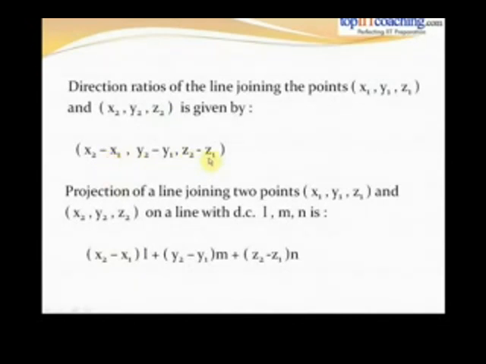Also, the projection of a line joining any 2 points x1, y1, z1 and x2, y2, z2 on a line with the direction cosines as L, M and N is equal to x2 minus x1 into L plus y2 minus y1 into M plus z2 minus z1 into N. Thus, if we have got any 2 points x1, y1, z1 and x2, y2, z2, and we want to find out the projection of the line joining these points on any line with direction cosines as L, M, N, this projection of line is equal to x2 minus x1 times L plus y2 minus y1 times M plus z2 minus z1 times N.